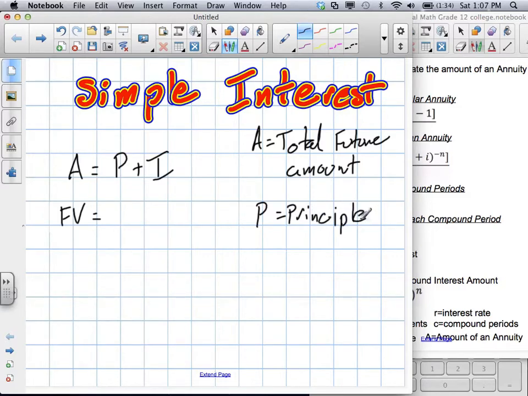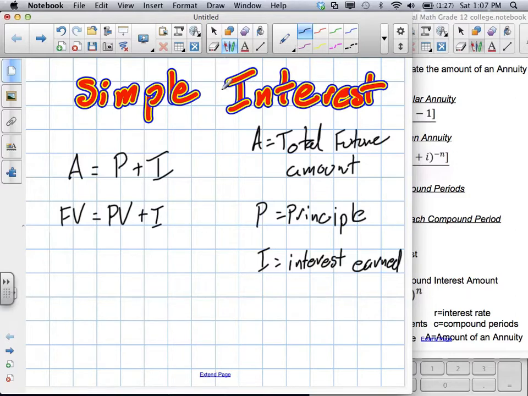which is the amount of money you put in, but it can also be known as the present value, the money you have right now and you've put into the bank. Okay, and I is the interest earned. Okay, so in dollars, interest earned.